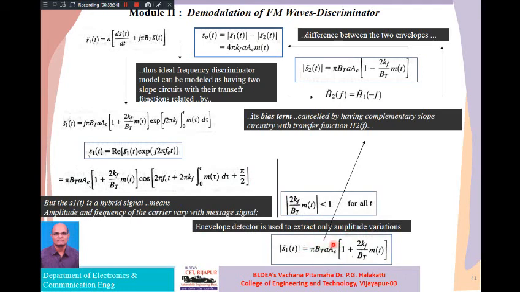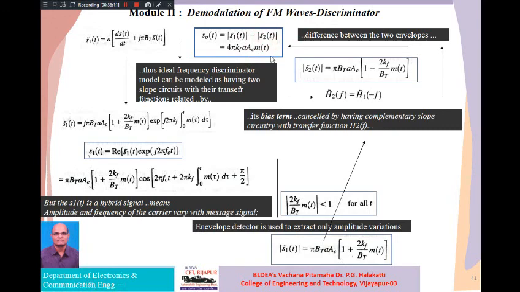That is a biasing thing that can be cancelled by having complementary slope circuitry, having a transfer function exactly opposite to that of the H1 of f. Now the output of this analog detector is going to be S2 hyphen of t. If you take the difference of these two, that's why it has got its name as a balanced discriminator. We are going to balance what input you have given as FM signal and what output we are getting.